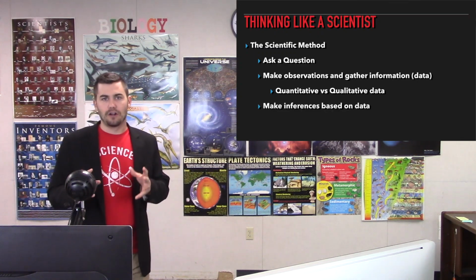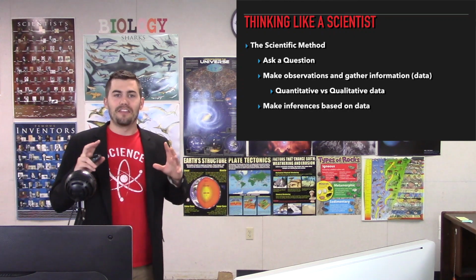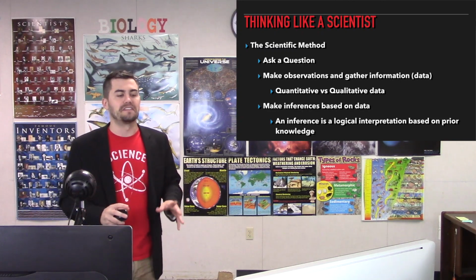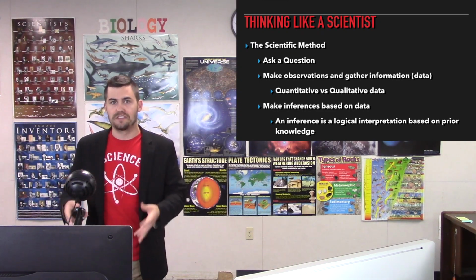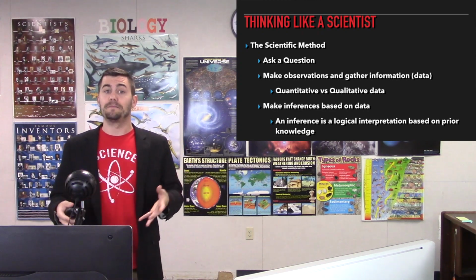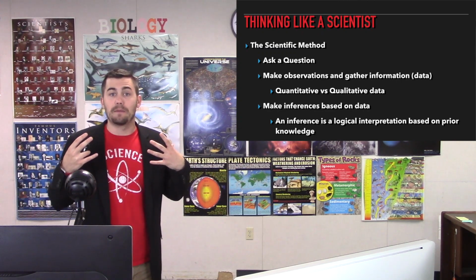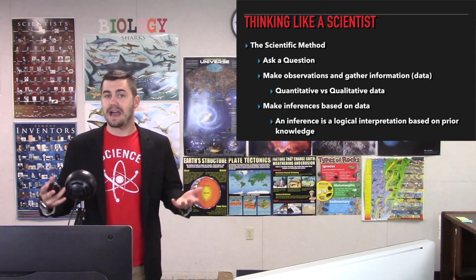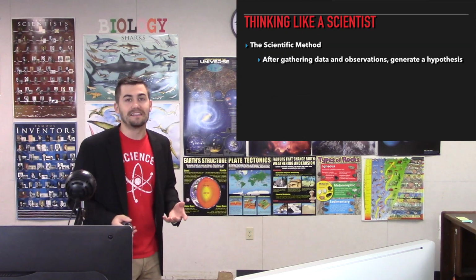So once you have all of this data, and you should spend a very long time collecting data, then you can make inferences based on that data. What an inference is, is a logical interpretation based on prior knowledge. So you use your observations and some, we could call it preliminary data, to make an inference, and you're going to make a prediction off of that. Because so far, we're just asking a question. We don't have a possible explanation for what's going on yet. But that is the next step.